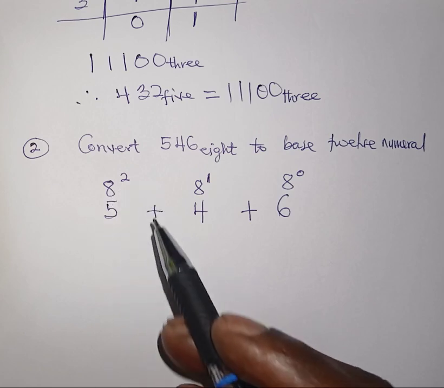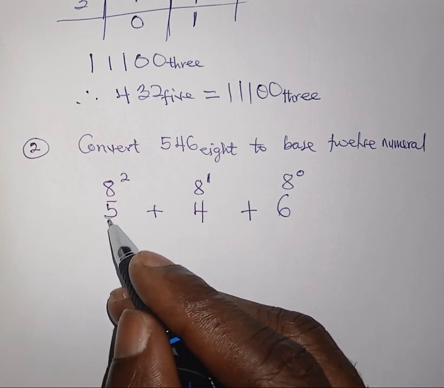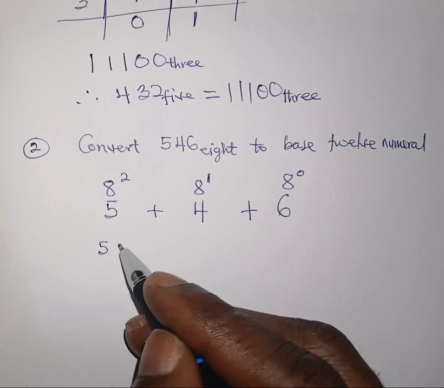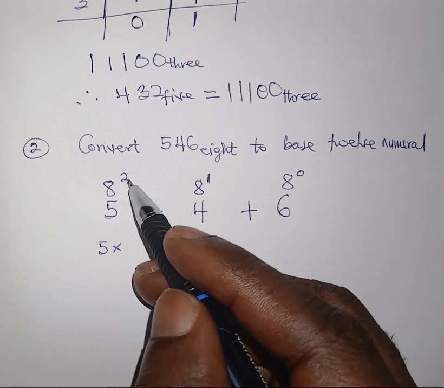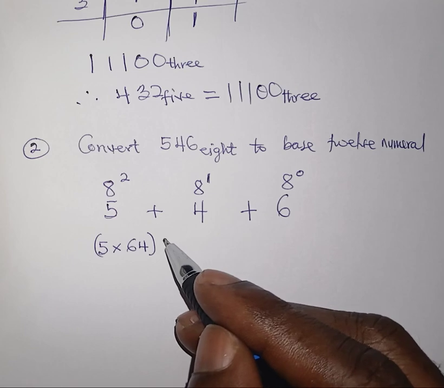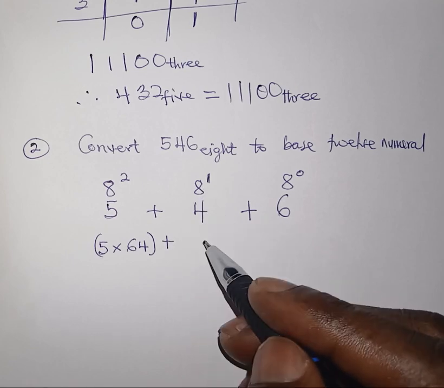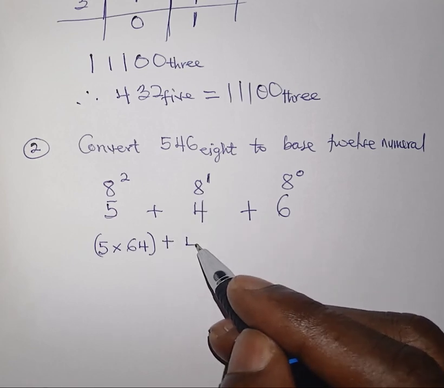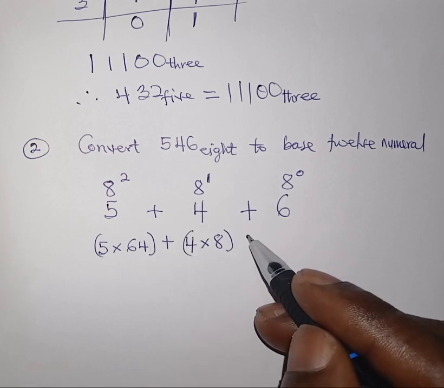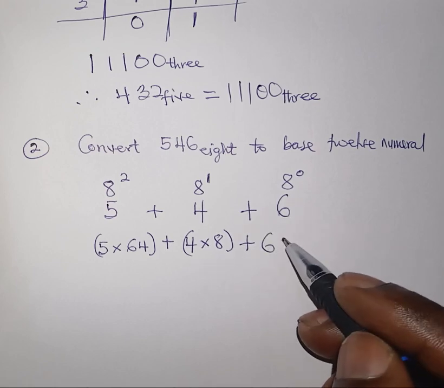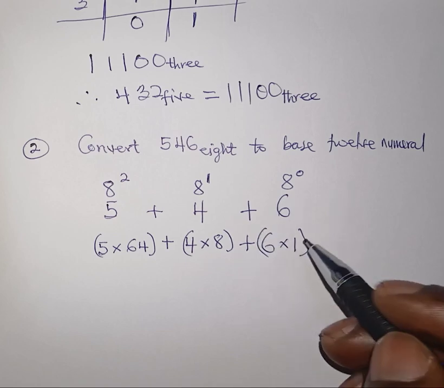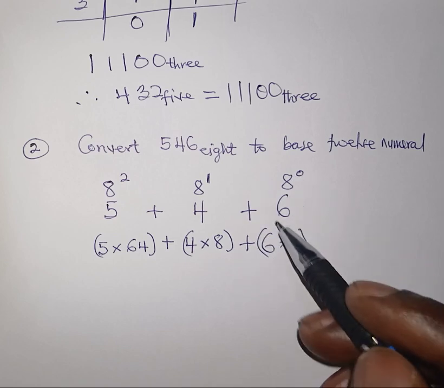So what we are saying is that you still multiply them. At the end of the day, it's still going to be 5 multiplied by 8 squared. What is 8 squared? That is 64. Plus 8 exponent 1 gives me still 8. Plus 8 exponent 0, which is 1, times 6, because I said any non-zero number exponent 0 is 1, so 6 times that.